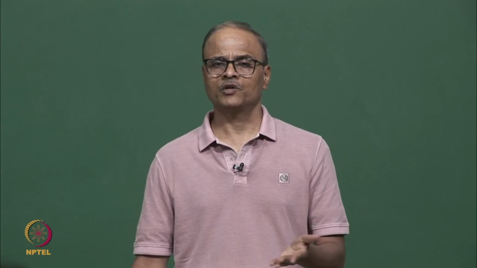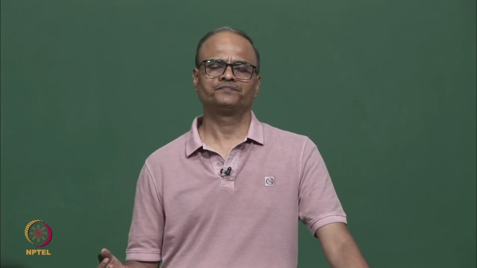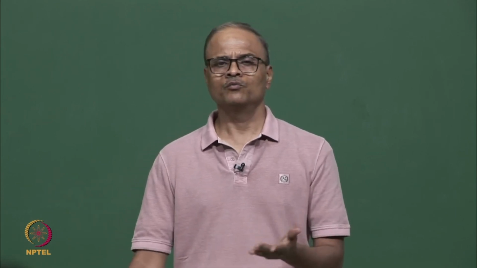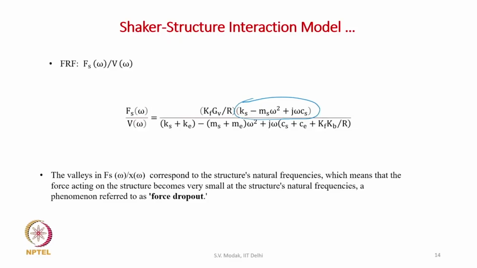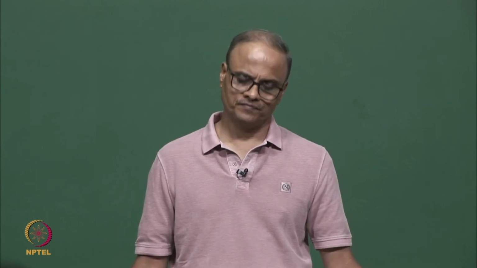The reason is that if the structure is made to vibrate at its natural frequencies, then the structure can vibrate naturally at those frequencies, and therefore the resistance offered by the structure to its motion is very small. The structure does not require much force to vibrate at those frequencies, and that is why its share in the total force becomes very small. So the structure can easily vibrate at those frequencies, and whatever force is generated, most of it is used to accelerate or vibrate the mass of the shaker, and that is why force dropout occurs when the frequency of excitation is equal to the natural frequency of the structure.